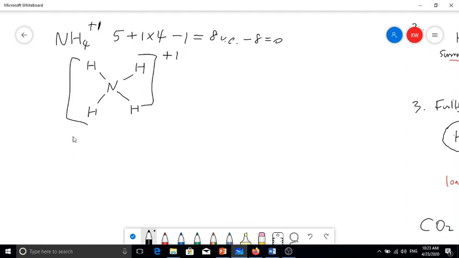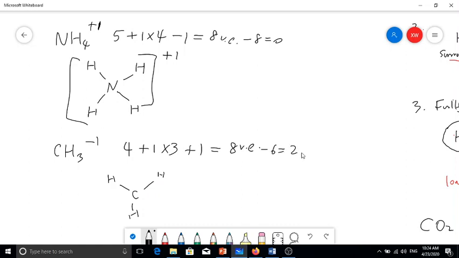Okay, let's look at another one. This is CH3 with a negative 1 charge, very similar to what we have discussed. Carbon has 4 valence electrons, and hydrogen has 1 times 3, and the negative 1 charge means we're going to add 1 more electron here. So this is going to be 8 valence electrons again. Now this carbon is going to be in the middle, with 3 hydrogens. 3 bonds use 6 electrons, leaving 2 electrons.